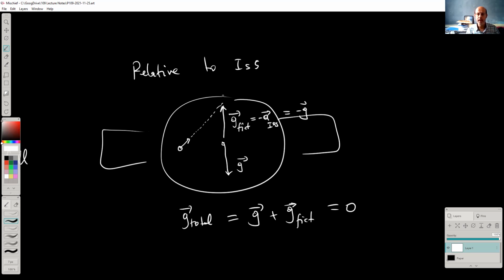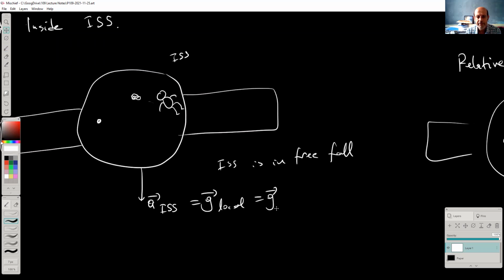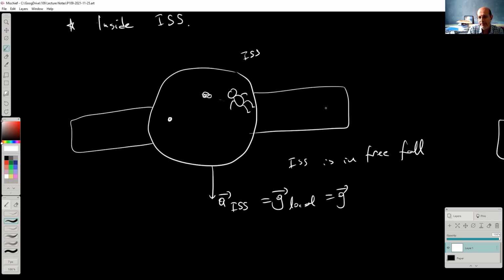In any case, I made a mistake here, actually. This is not really 0, right? The problem is that the gravity actually is not constant. It changes everywhere, so its value is different at different points.